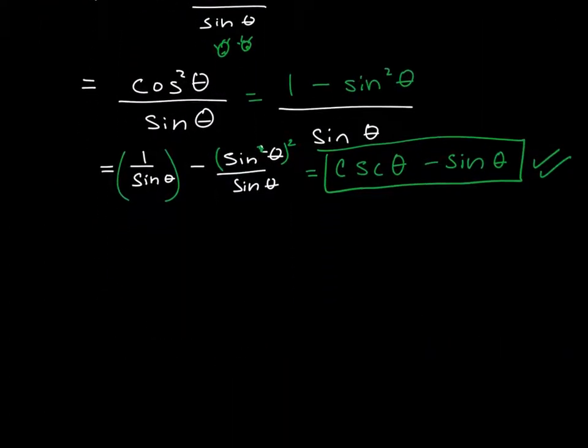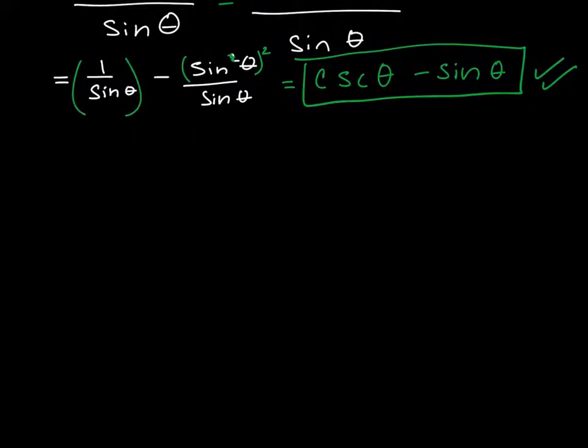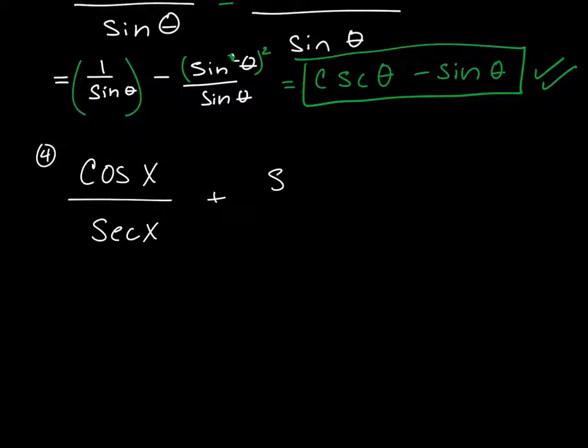All right, let's go ahead and try another one. Let's go ahead and look at cosine of x over my secant of x. This is number 4 in the class notes. Cosine of x over the secant of x plus the sine of x over the cosecant of x. And all of this is supposed to equal 1.